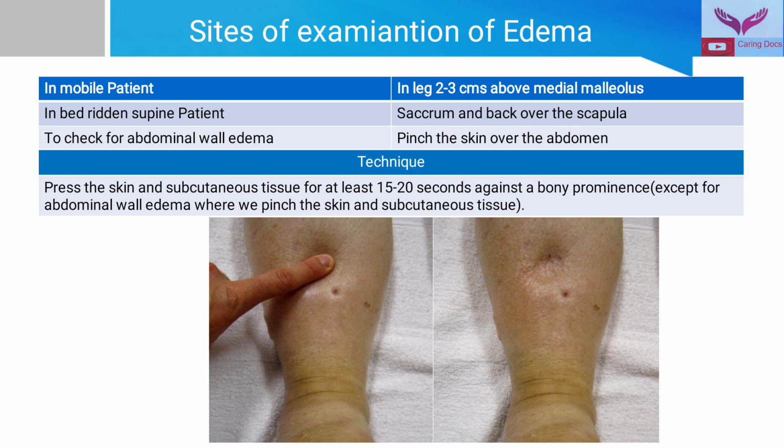How do we assess edema? We press the skin and subcutaneous tissue for at least 15 to 20 seconds against a bony prominence. This is not for abdominal wall edema. In abdominal wall edema, we pinch the skin and subcutaneous tissues.